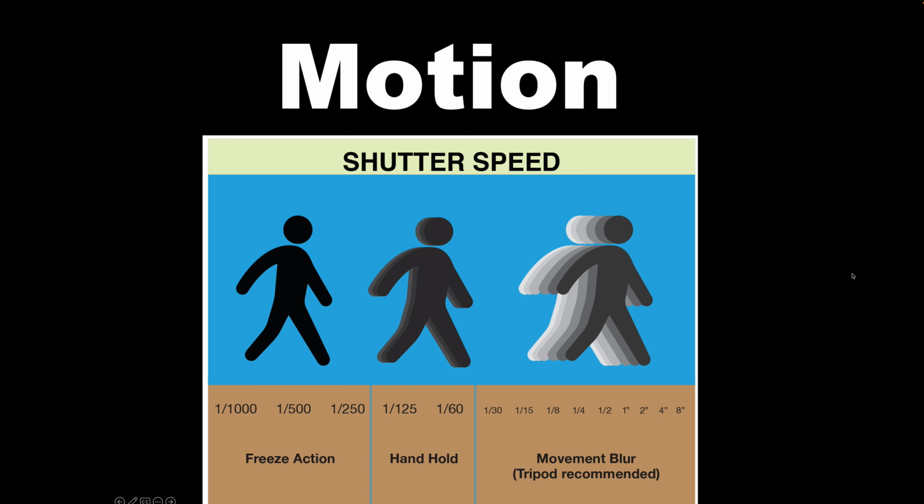Motion. Here we can see freezing motion, or freezing the action at 1/1000th, or between 1/1000 to 1/250. Remember to set your camera to shutter priority. If we wanted motion blur, we would go under 1/30 to as long as you like.